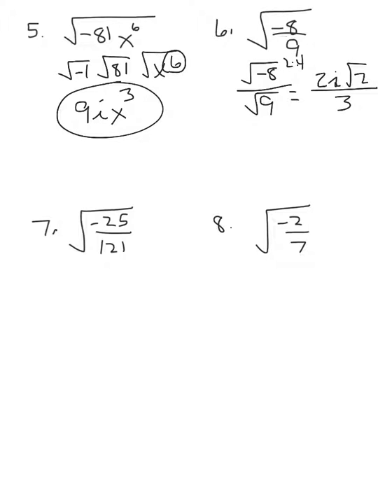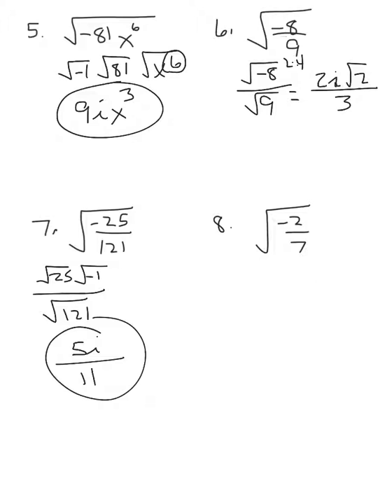Same thing here in number 7. You're going to get the square root of 25 times the square root of negative 1, just to show you the longer way, all over the square root of 121. Pretty straightforward. The square root of 25 is 5, the square root of negative 1 is i, and the bottom is a nice 11, and we are done.